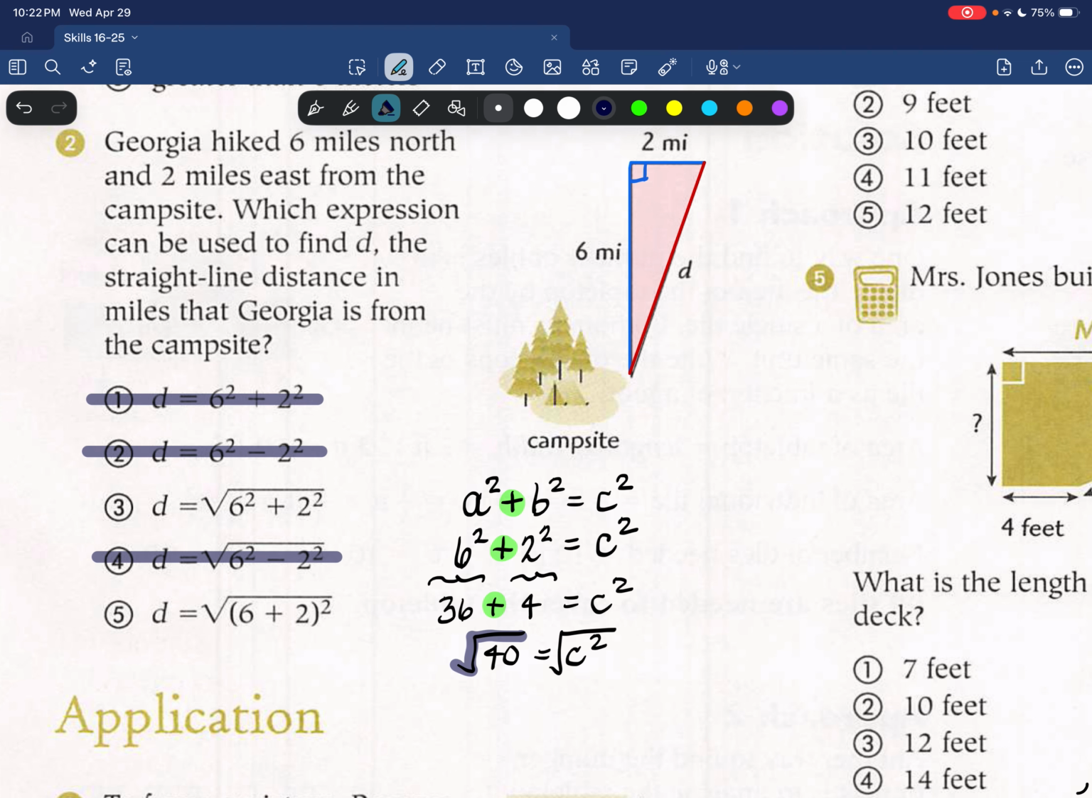So the question is, do I square the 6 and the 2 and then add them? Or do I add them and then square them? And the answer is number 3. We had to square those numbers and then add them together. You have to follow the order of operations.